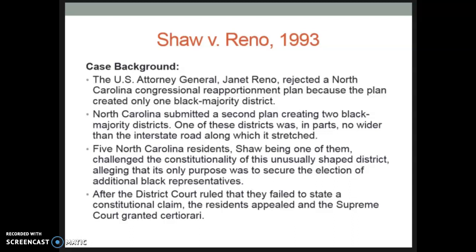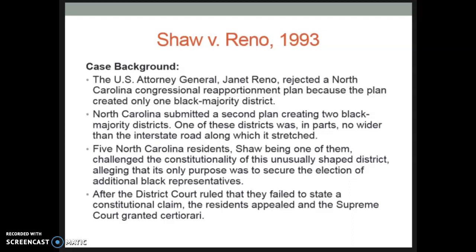So we redrew our districts in 1990. We submitted the plan to Janet Reno. Janet Reno, the Attorney General, rejected our districts and said that we had only created one black majority district. And that was not enough to adequately represent the individuals living in the state of North Carolina. So North Carolina redrew the districts a second time and gave that plan to Janet Reno. We now had two black majority districts. This would increase the likelihood that African Americans would be elected to Congress.